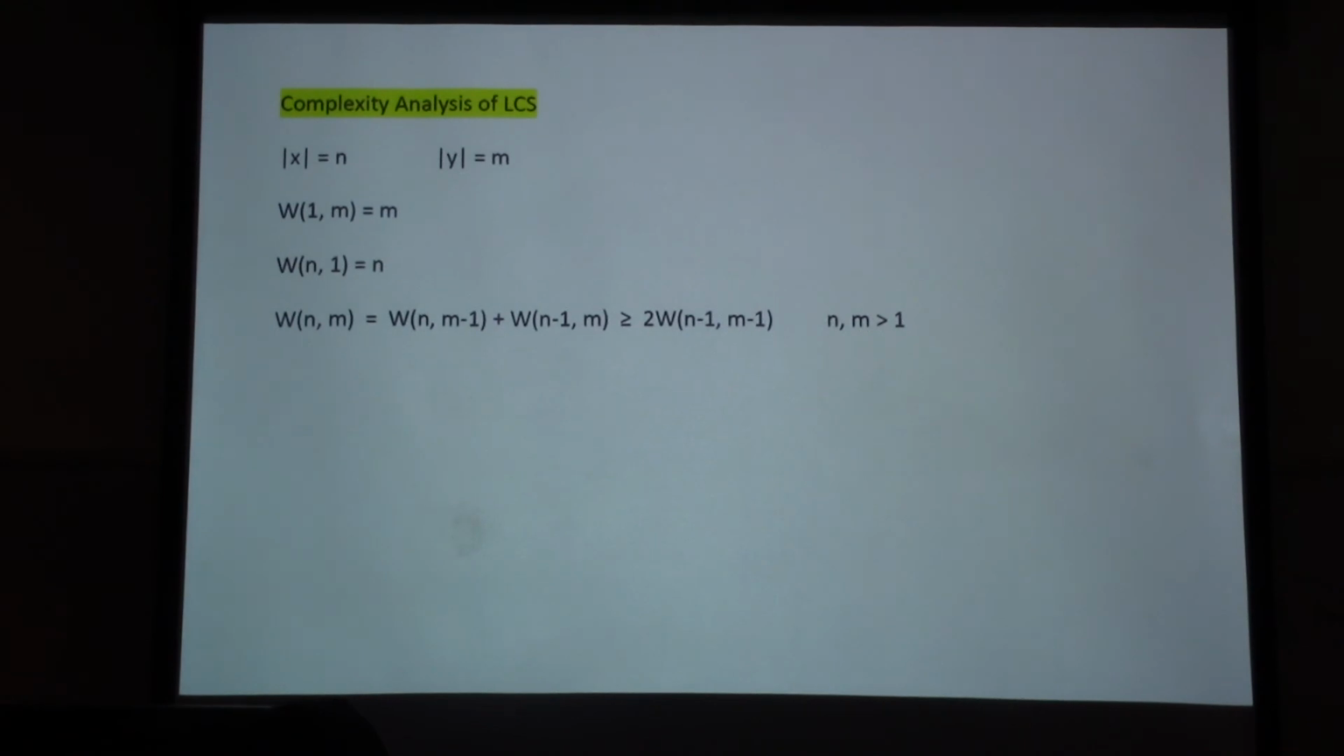Sorry. VIP stuff. Okay, so this is basically the symbol we're going to use. The length of the string x is going to be n. The length of the string y is going to be m. W will be the worst case analysis. The worst case analysis of 1 and m is going to be m. Why? That's the worst case.